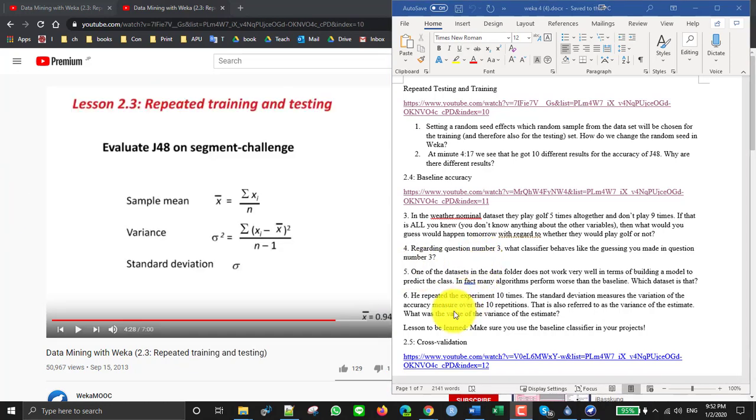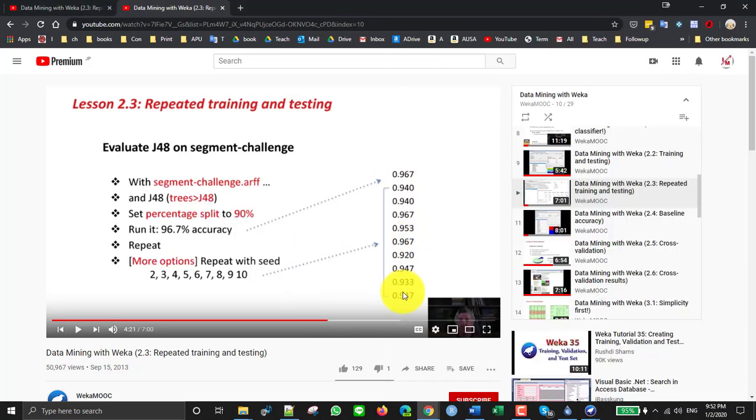The next question actually was a mistake, it should go in this video. It says he repeated the experiment 10 times. Regarding the standard deviation, if you look here, he repeated it 10 times, and we can calculate the mean of this. That's a good way to estimate the accuracy of the algorithm.